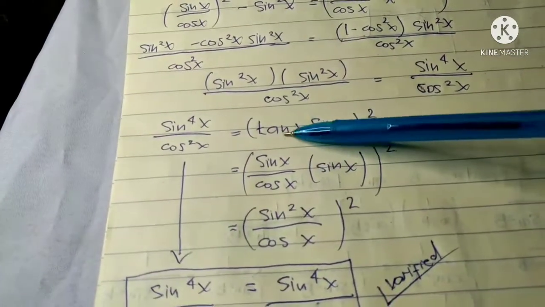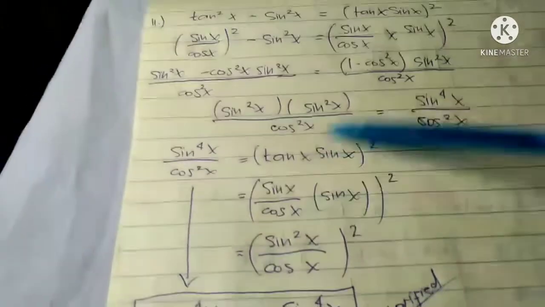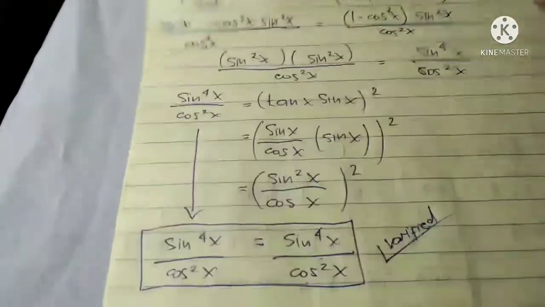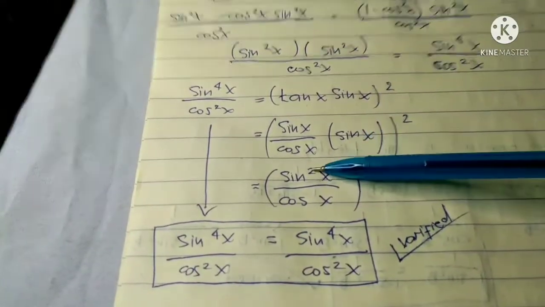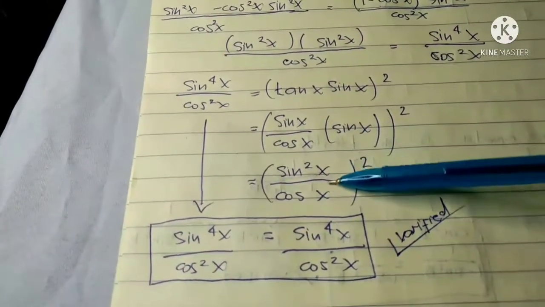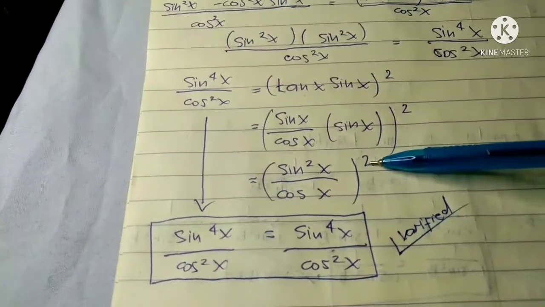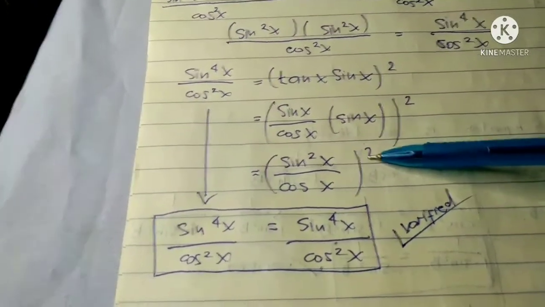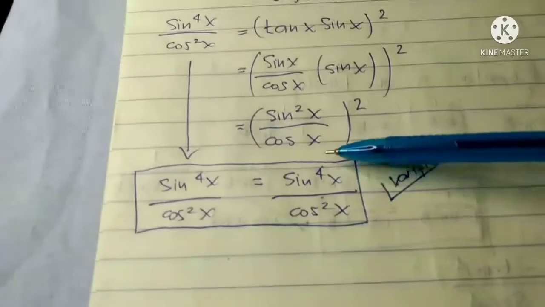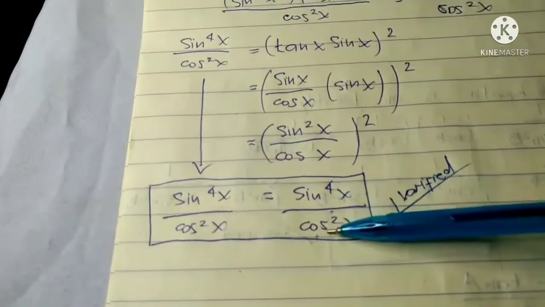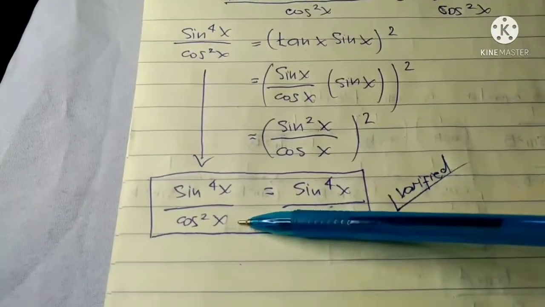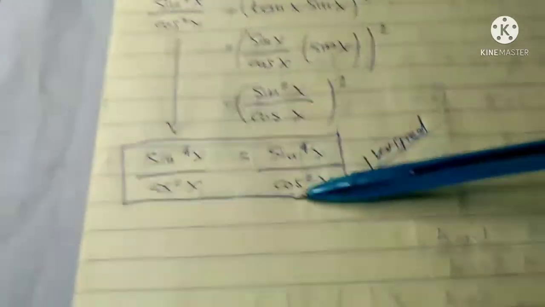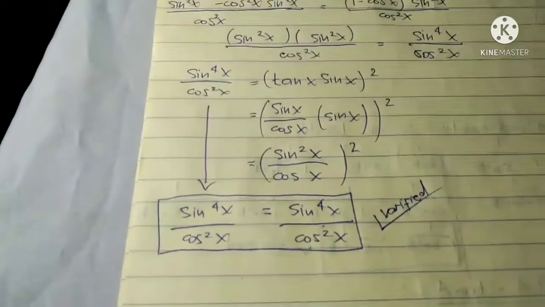So we can simplify this here. Simplify this, so sine x multiplied by sine x is equal to sine x squared over cosine x. Then since we have square here, we can simplify, so we will get sine raised to 4x over cosine squared x. So as you can see, they are equal, so we can say that it is an identity. So this number 11 is verified.